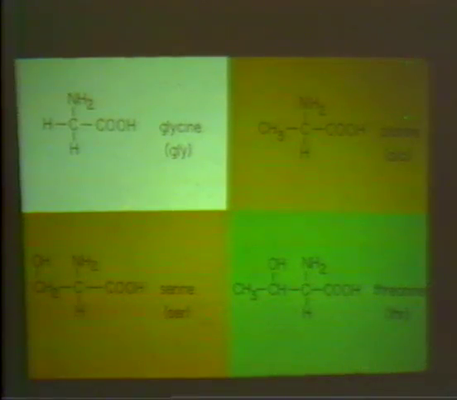The other two amino acids on this slide are serine and threonine, and they actually are a different subclass in and of themselves. They are hydroxy-containing amino acids. They have these on a short side chain.